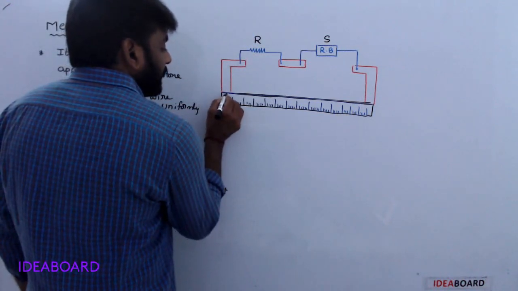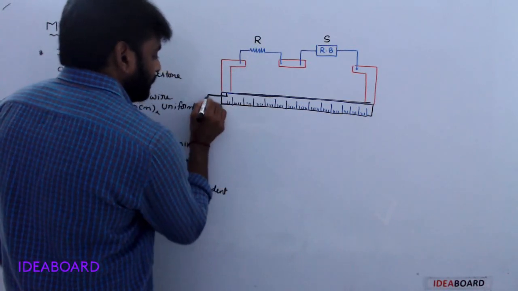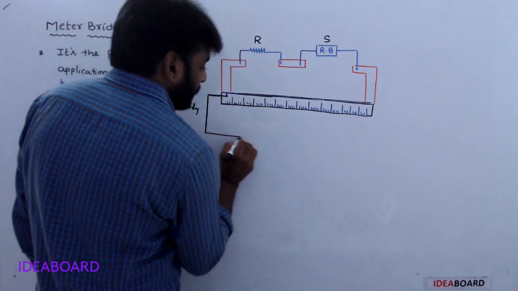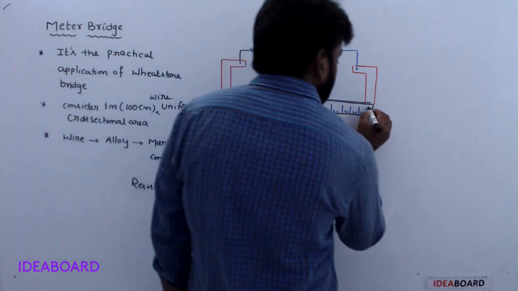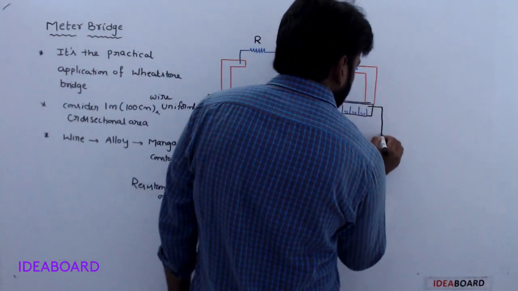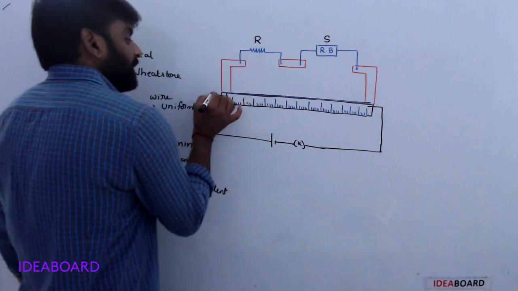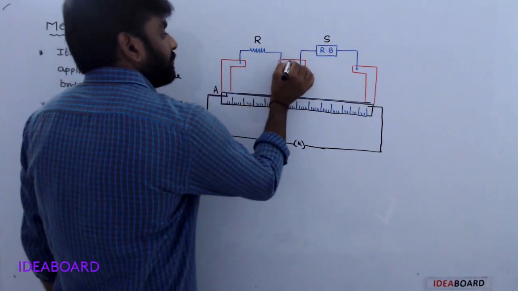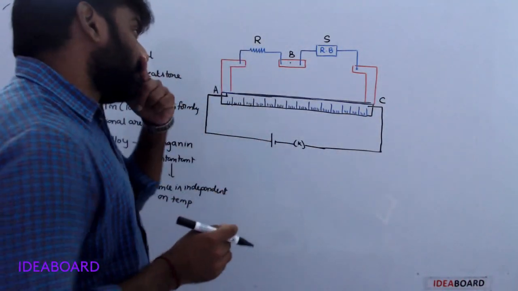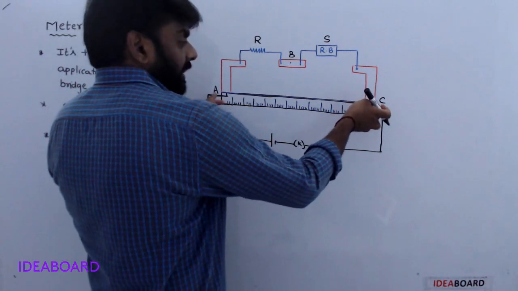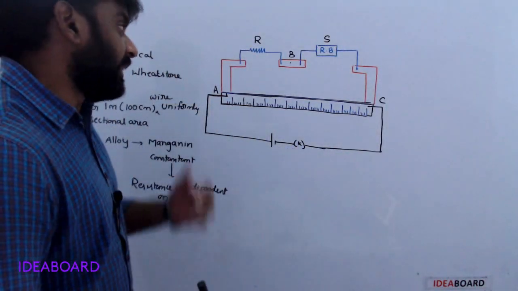Now here the battery is connected with these two terminals. It is a key. Give the names: this is A, this is B, this is C. The battery is connected in between the points A and C.